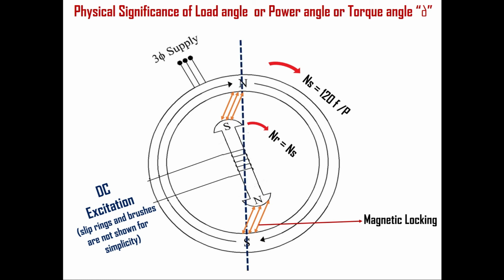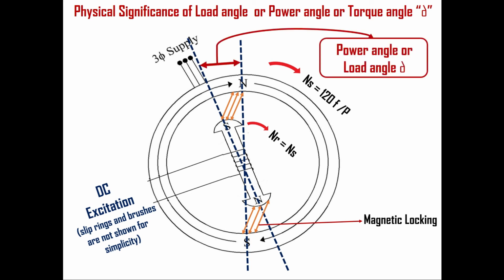Here, this is the axis of stator magnetic field and this is the axis of rotor field. The angle difference between these fields is called power angle or load angle or torque angle delta. If load increases, then this load angle or power angle or torque angle delta increases. Hence, the torque of the motor also increases. However, due to this magnetic locking between the opposite poles of stator and rotor, the speed of the rotor Nr will be still equal to Ns, or in other words, it will be synchronized with Ns.